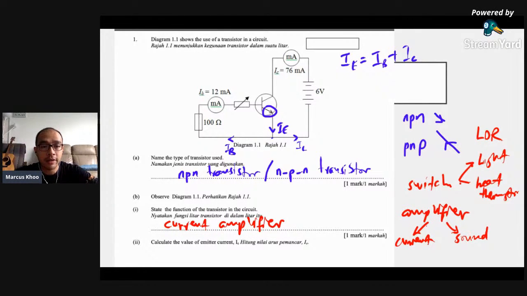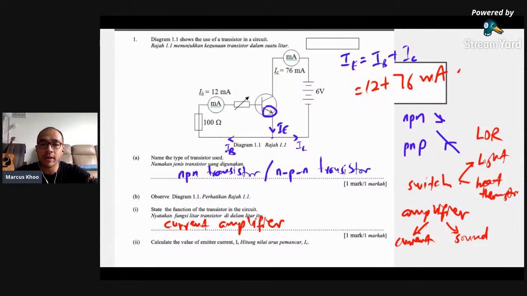Okay, calculate the value of the emitting current IE. This is very simple. I give you the formula here. IE equals to IB plus IC. IB is 12 plus 76 milliamps. Make sure that the unit is the same lah. Sometimes this can be microamp, this can be milliamp. What happens if this is microamp and this is milliamp? You make sure you change it to ampere. Just to be safe.